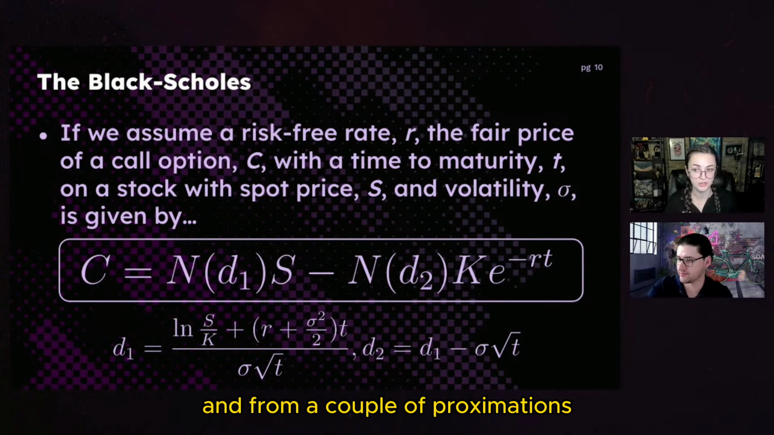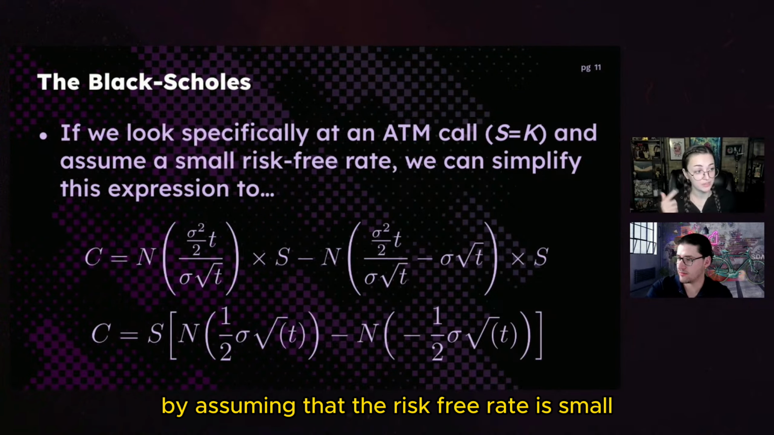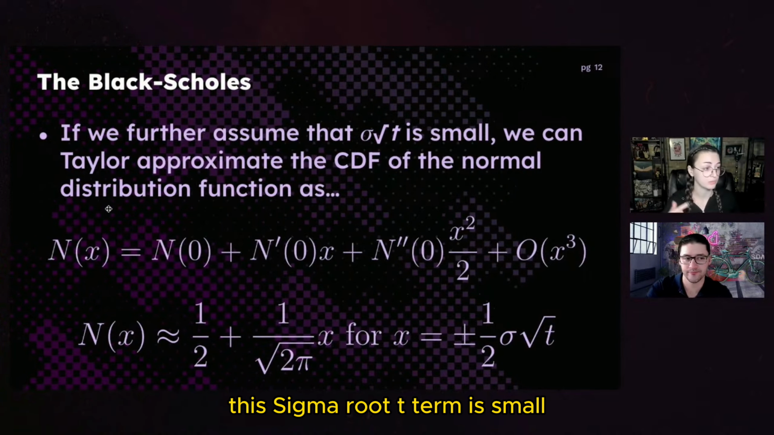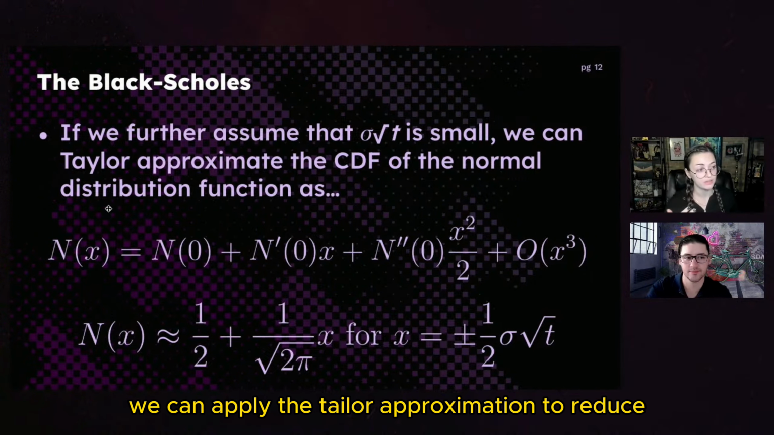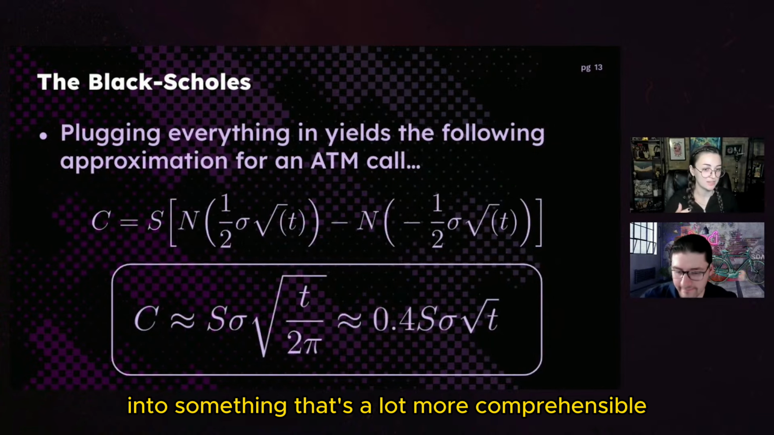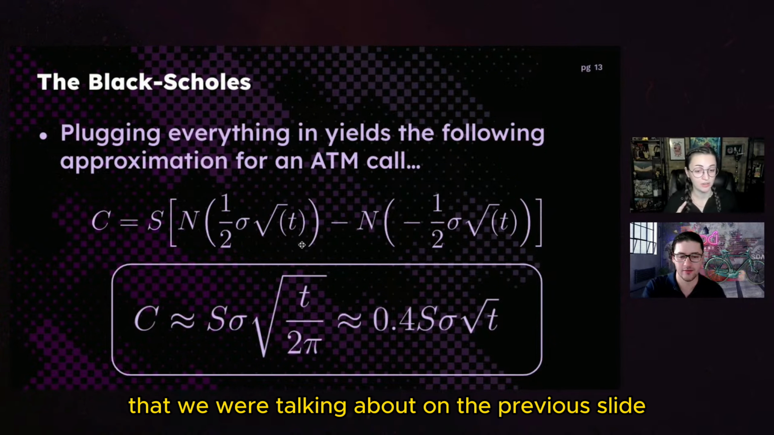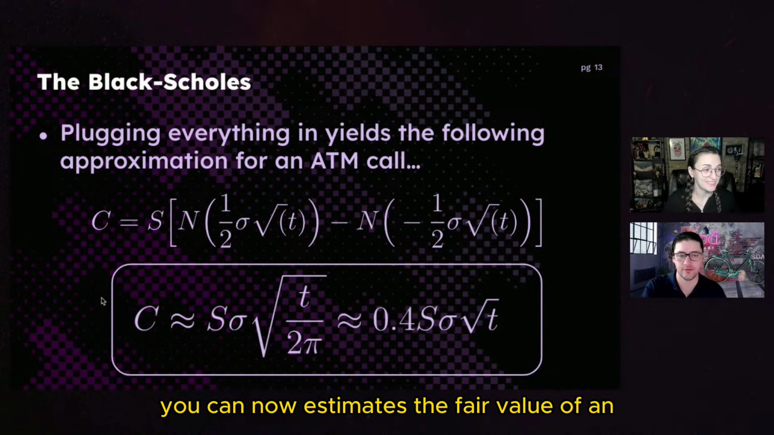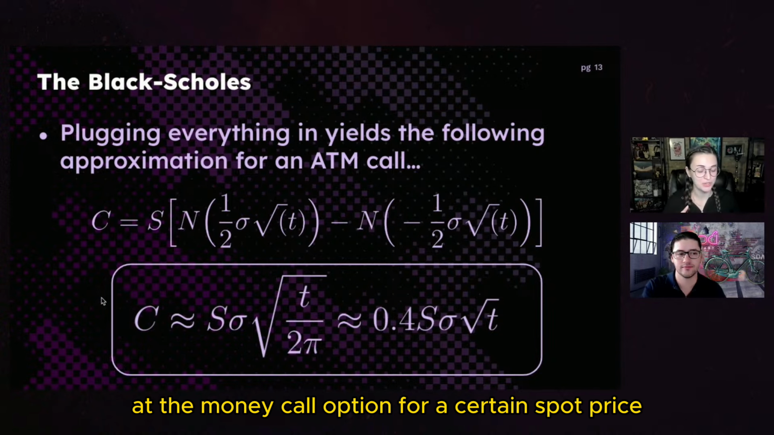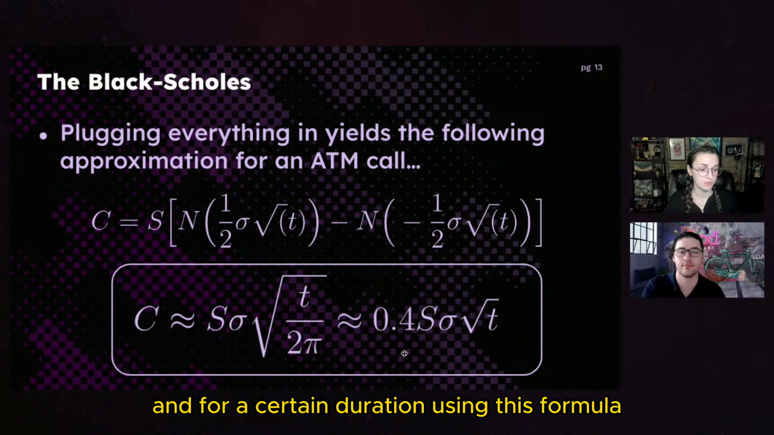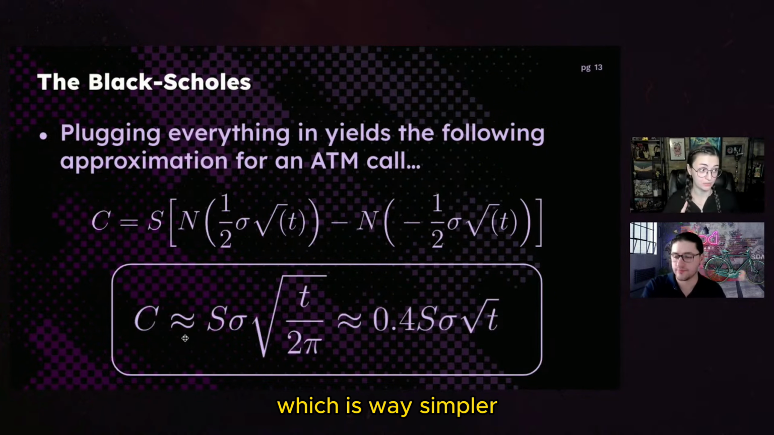There's a whole lot of terms, a whole lot of stuff going on. And from a couple of approximations, specifically by looking at the at-the-money call, by assuming that the risk-free rate is small, and by assuming that this sigma root T term is small, we can apply the Taylor approximation to reduce pretty much all of this into something that's a lot more comprehensible. More specifically, if we take the 1/2 sigma root T and do that Taylor approximation that we were talking about on the previous slide, you can now estimate the fair value of an at-the-money call option for a certain spot price, for a certain volatility, and for a certain duration using this formula, which is way simpler than what we were looking at before.